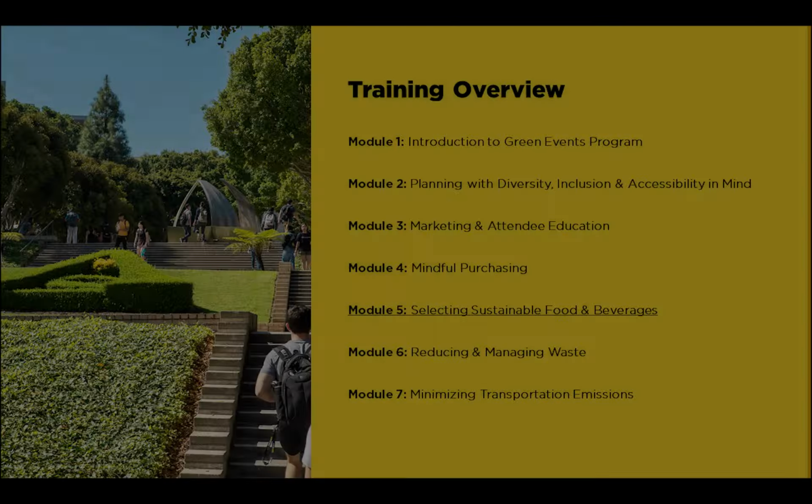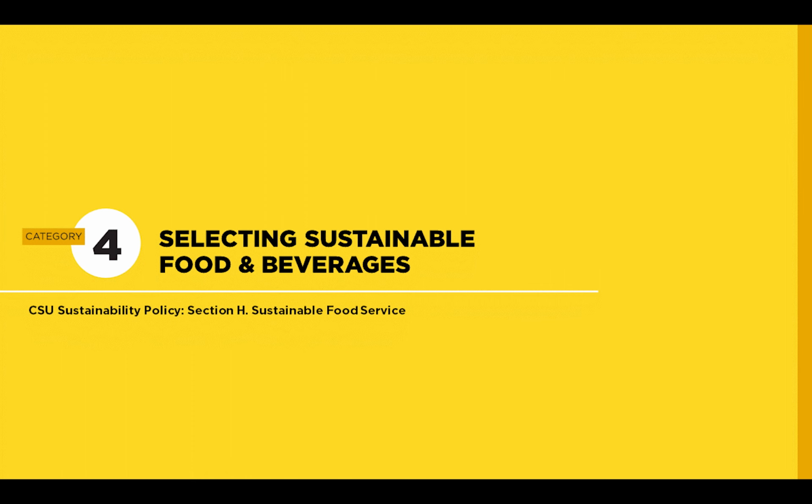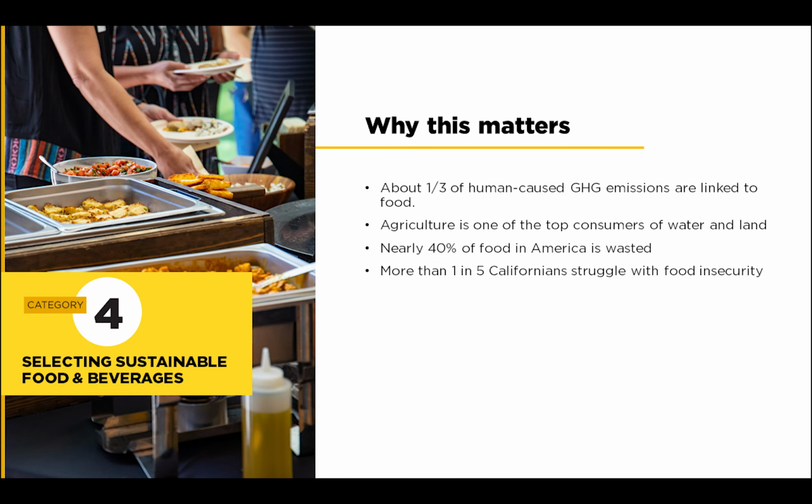Okay, now we are going to move on to module number 5, selecting sustainable food and beverage. This category is really important because about a third of human-caused greenhouse gas emissions are linked to our food. Agriculture is also one of the top consumers of water and land, and nearly 40% of food in America is wasted. For us, this means that more than 1 in 5 Californians struggle with food insecurity.